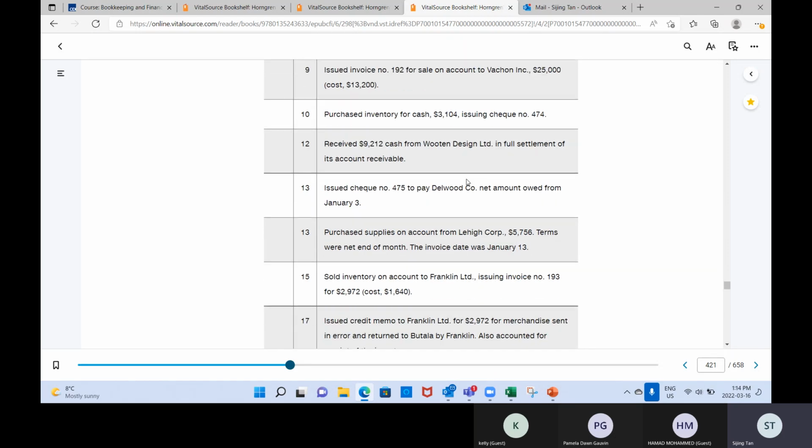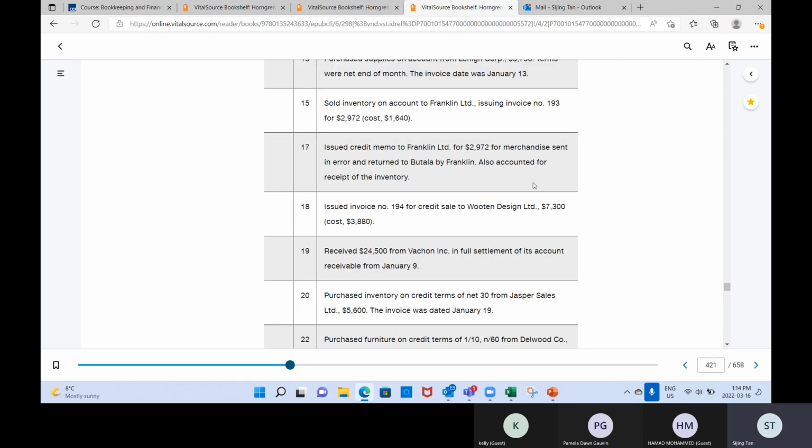Now, when you move on, for example, January the 17th, we issue a credit memo for Franklin Limited for merchandise sent in error and returned to us by Franklin. Which journal will this transaction be entered in? General journal. Right, so all the credit memos, returns and allowances go to the general journal. Now, what is the subsidiary ledger? Credit memo. So that will be the accounts receivable subsidiary ledger.